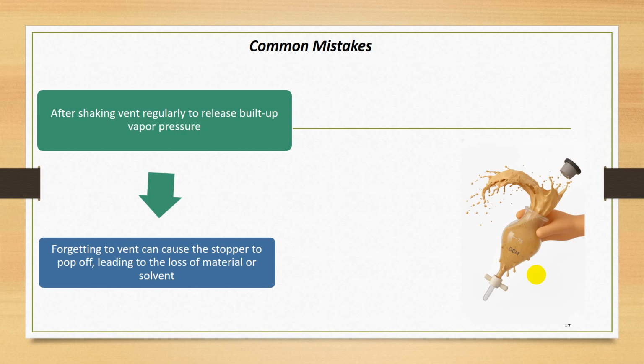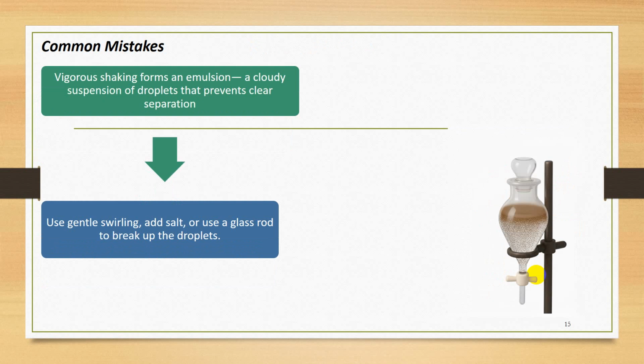Got it. What's the second mistake? Shaking too vigorously. If you shake it really hard, you can create an emulsion. An emulsion? Like mayonnaise? Sort of, yeah. It's where tiny droplets of one layer get suspended in the other, and they refuse to separate properly. Instead of 2 clear layers, you get this milky, cloudy mess in the middle. It's very frustrating. Okay, chemical smoothie. That sounds bad. Can you fix it?